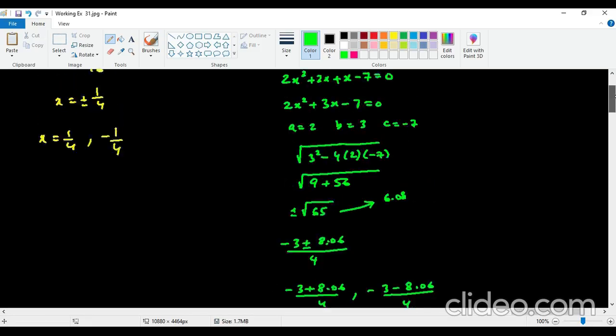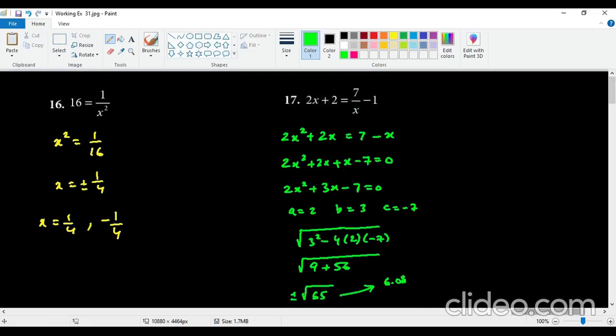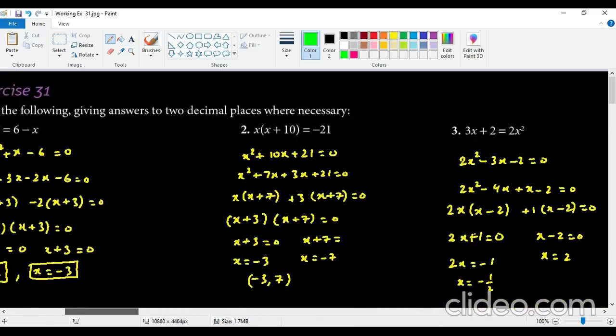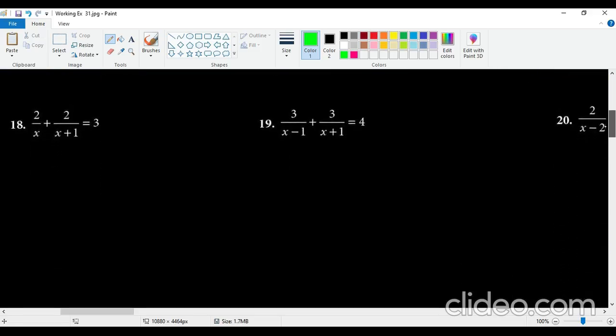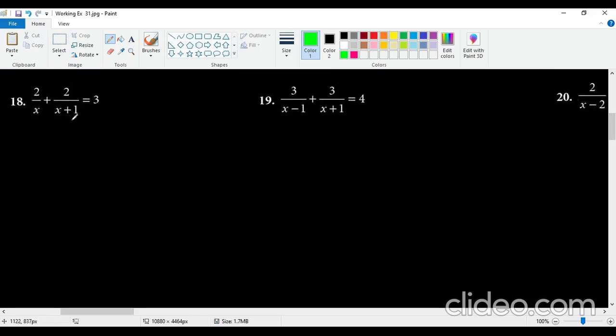Question number 17 is done. Moving on to question number 18. Let's see what question number 18 has for us. Okay, in here we are cross multiplying, solving the fractions first. So I will multiply 2 with x plus 1 and 2 multiplied by x as the numerator. Down below I have x and x plus 1 equals 3.